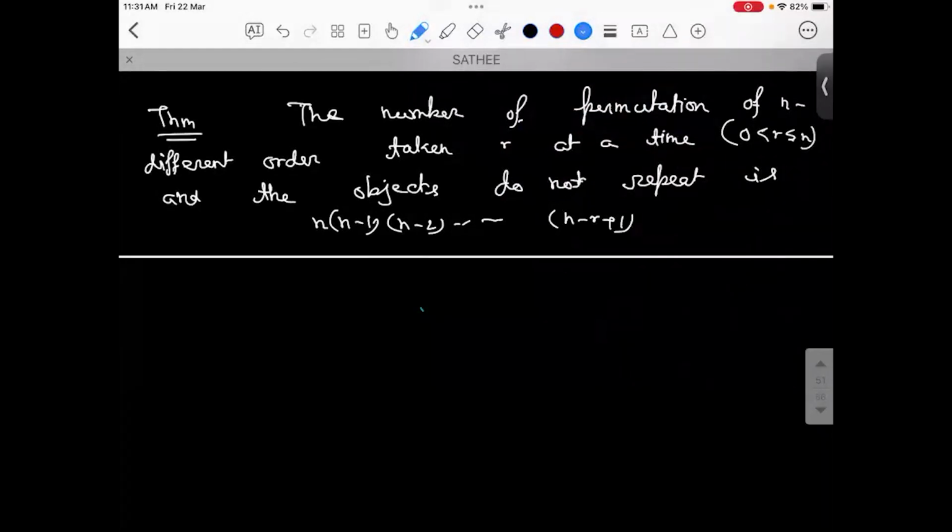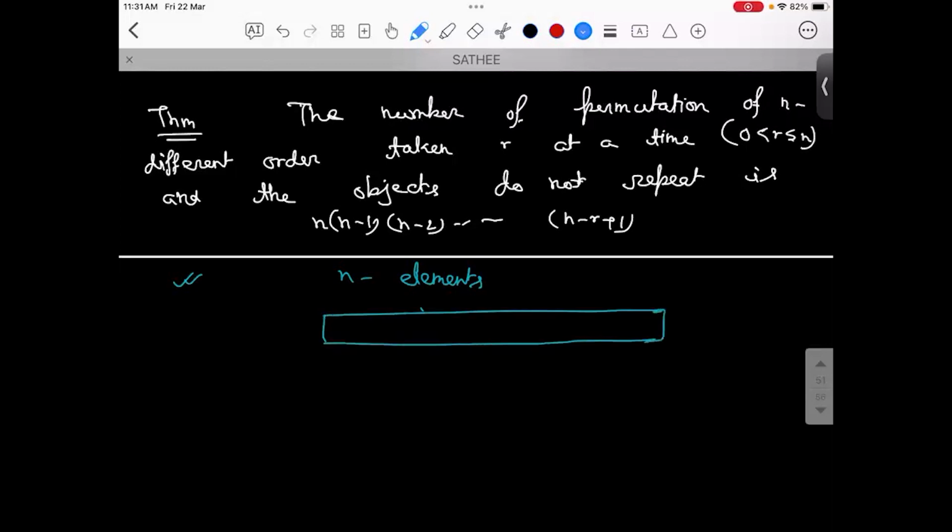Okay. So for that, let us consider we have n elements, and here we will choose r elements at a time. So you can consider this as r many boxes. Okay, r boxes. Now we want to find all possible ways of choosing r elements from these n elements, without repetition.